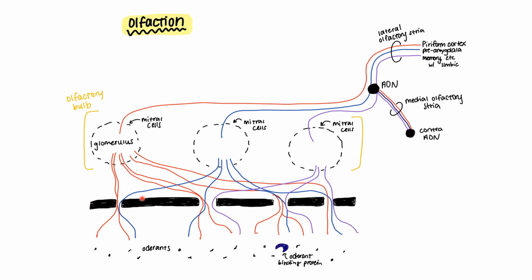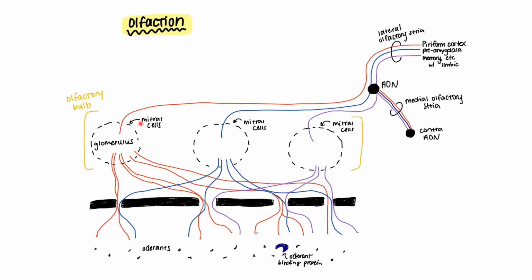But when we come through our cribriform plate of the ethmoid bone, and we're going towards our olfactory bulb where we have our glomeruli, all of the odorant receptor neurons that are sensitive to the same type of odorant are going to converge on the same glomerulus. So you can see all of these red fibers are going to end up going to this red glomerulus. And this is where you're going to have your first synapse.